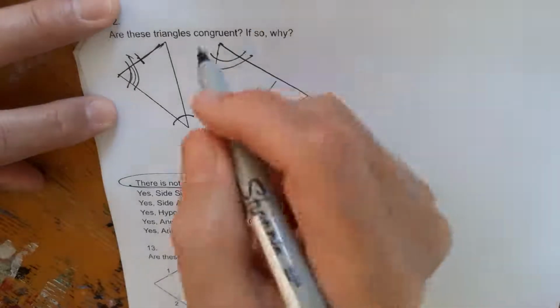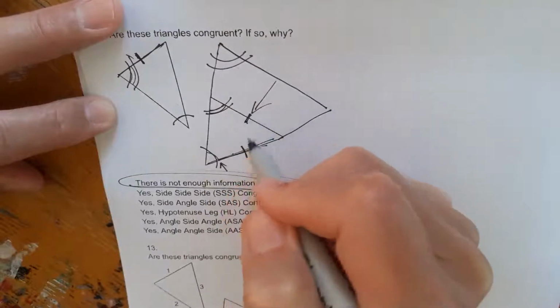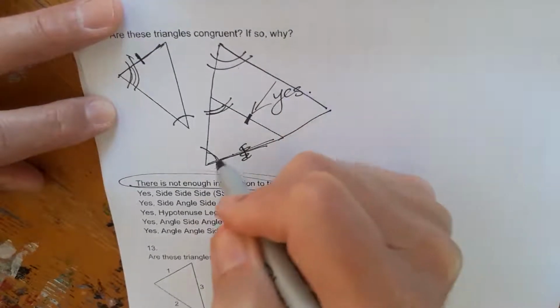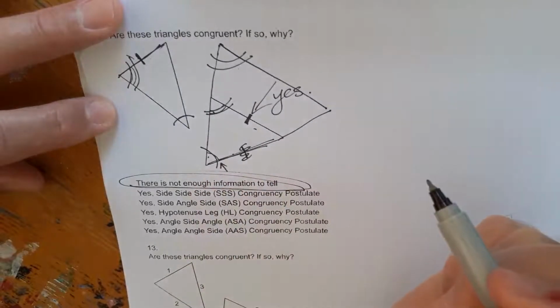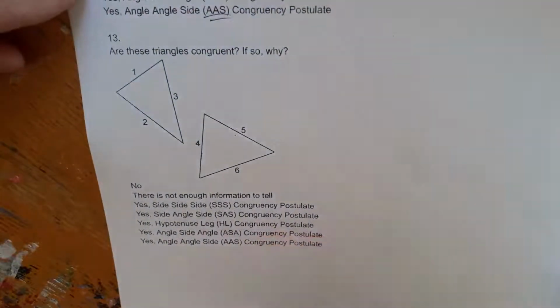Now, if they had said that this tick mark was right here, not here, but here, then yes, they would be, because that would be angle, angle, side. I would go on that one, which is one of the congruency postulates, angle, angle, side. All right, but we're going to stick with our answer for now. I think that's where they were headed with that example.